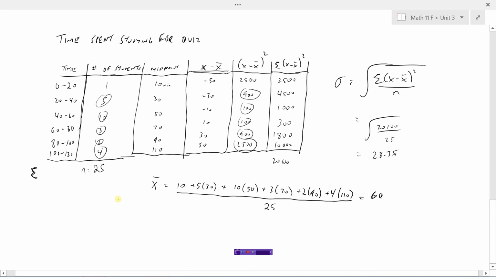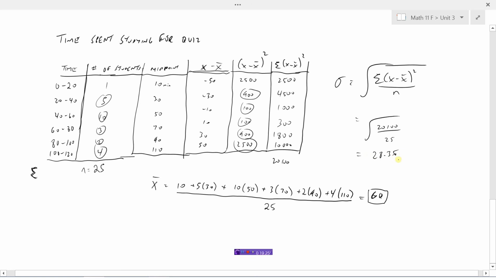So the mean was 60. That was our average. That was the mean. That was the average time that people studied for this test. The standard deviation of this data is 28.35. Now a little later on we'll know what the significance of this number means.